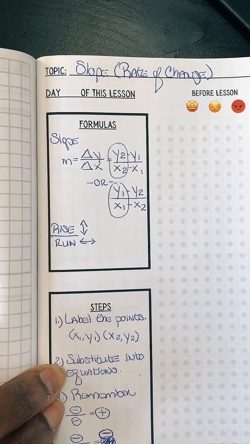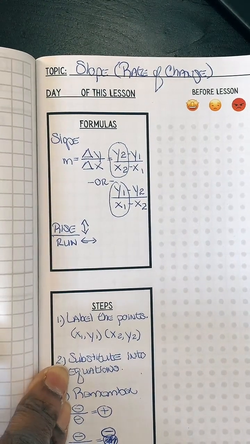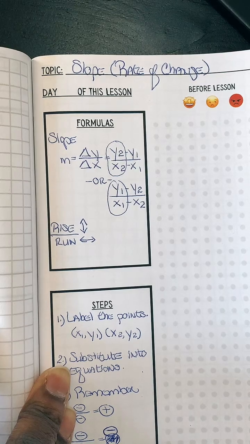Okay, the triangle is delta. Yes, it is. So delta means change.